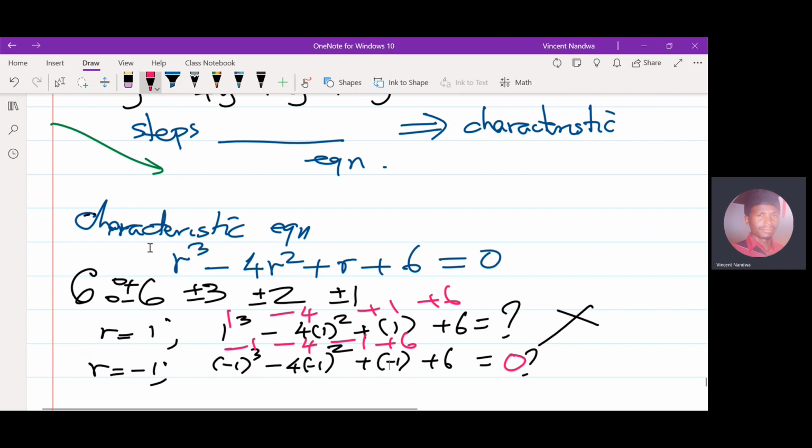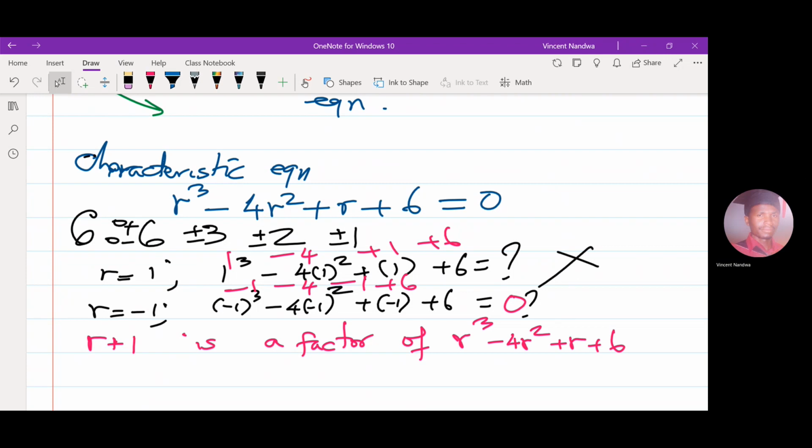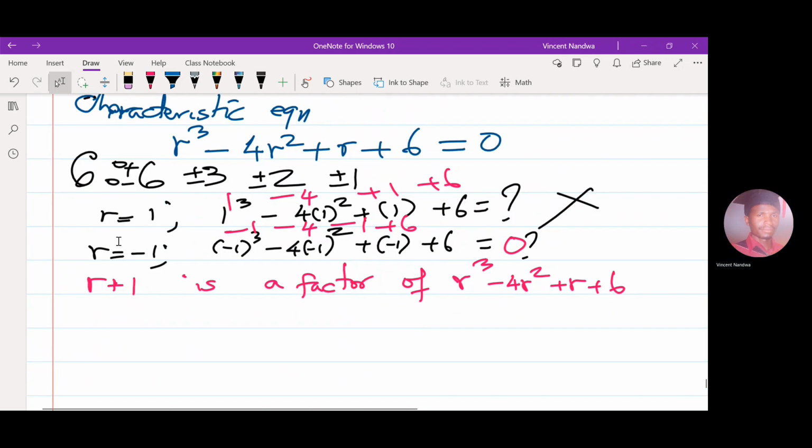So if that is the case, then it means that r, take this to the left-hand side, r plus 1 is a factor of r cubed minus 4r squared plus r plus 6. And if r plus 1 is a factor, then it can divide that polynomial without a remainder. So you can either use synthetic division or we can use long division.